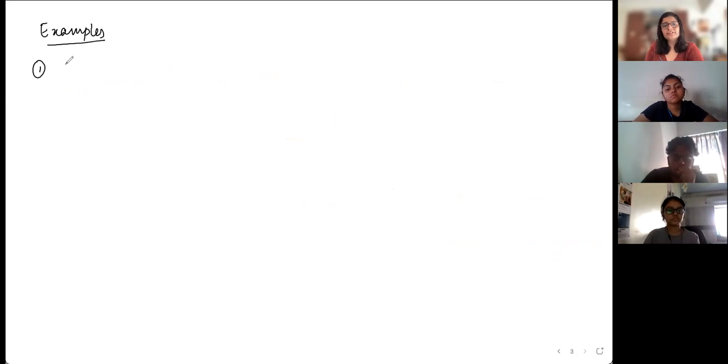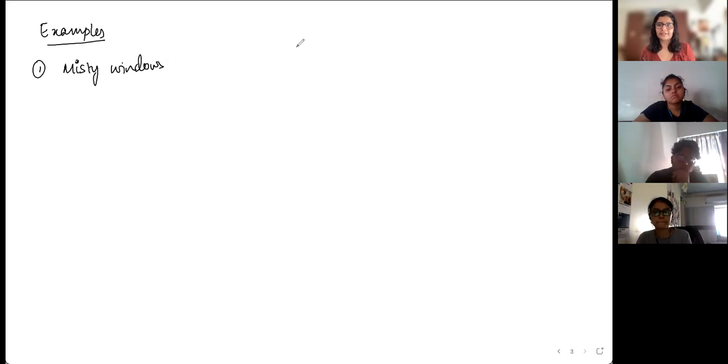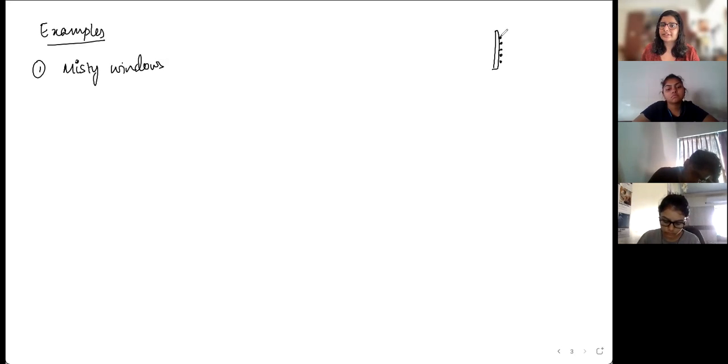So one I've written here is misty windows. If you've seen misty windows, condensation happening on cold glass, in the winter season or rainy season. That's adsorption, you can say, because on the glass pane, water molecules are settling down, getting attracted to the glass and sticking to it. Another place you may find it is paint, which I've written here. Paint sticking on surfaces is also adsorption.